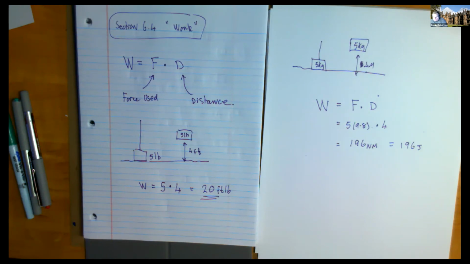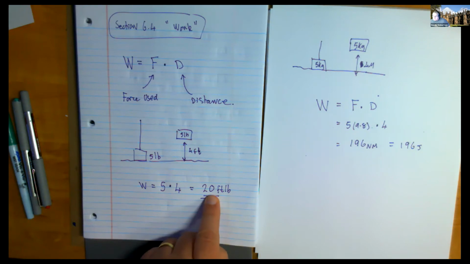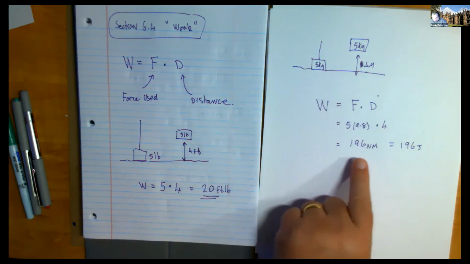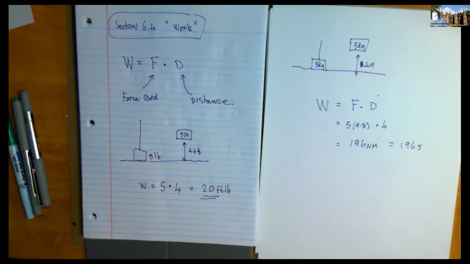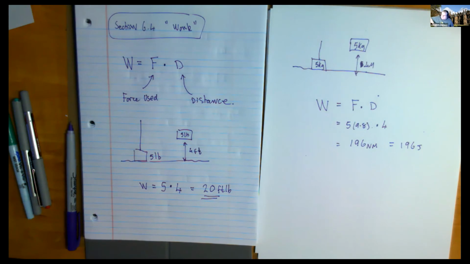Right, for those who've not done it, here are the rules of the game. If the thing is in pounds and you move it in feet, just multiply them together and that's your answer. If the thing is in kilograms and meters, you need the extra 9.8 as a conversion to the units that they use in the metric system.